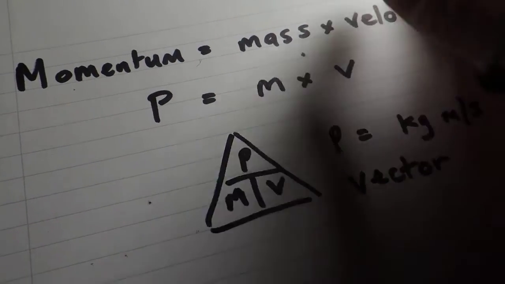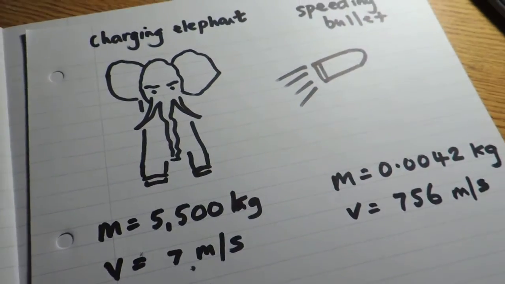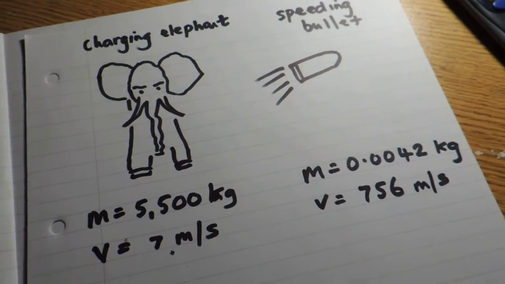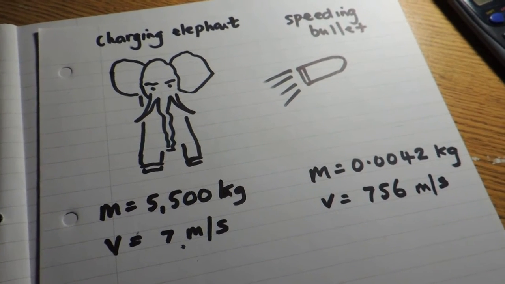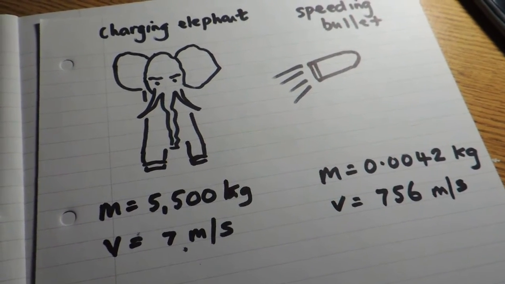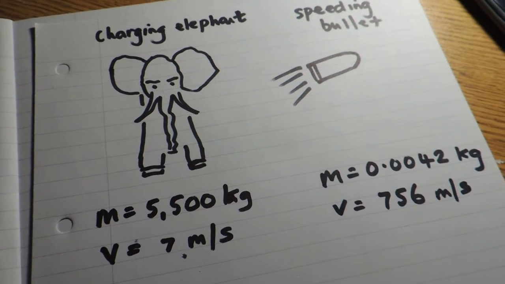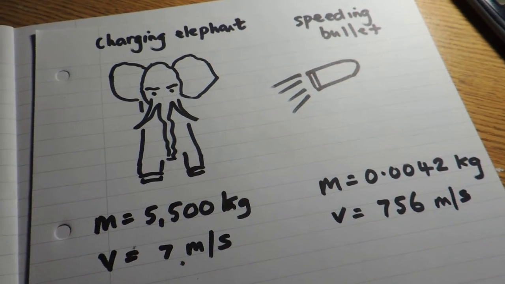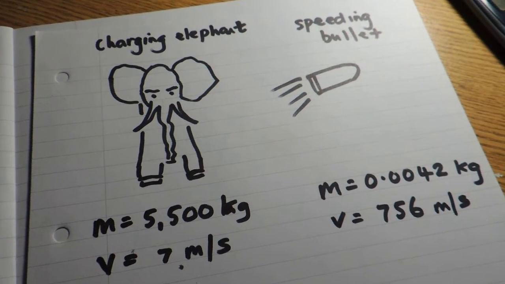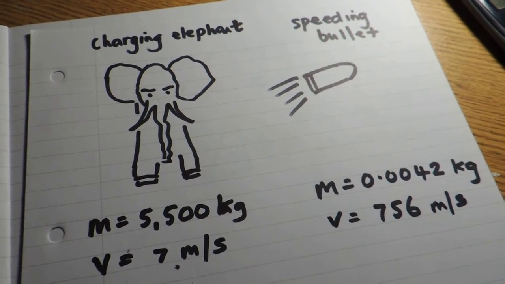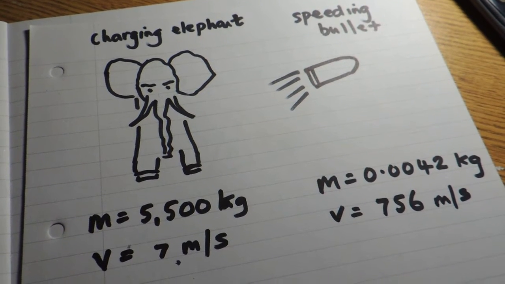So we're going to look at an example which is on the PowerPoint. Okay, so you need to look at the PowerPoint and read through the information there. And it's a slightly silly question because we're asked to think about the momentum of a charging elephant and compare it to the momentum of a speeding bullet. And the question is, which one is the most dangerous?